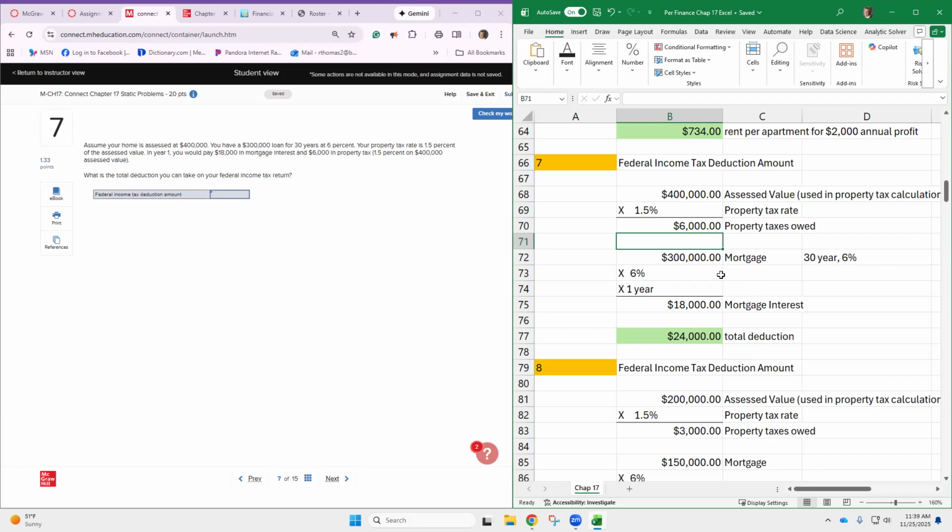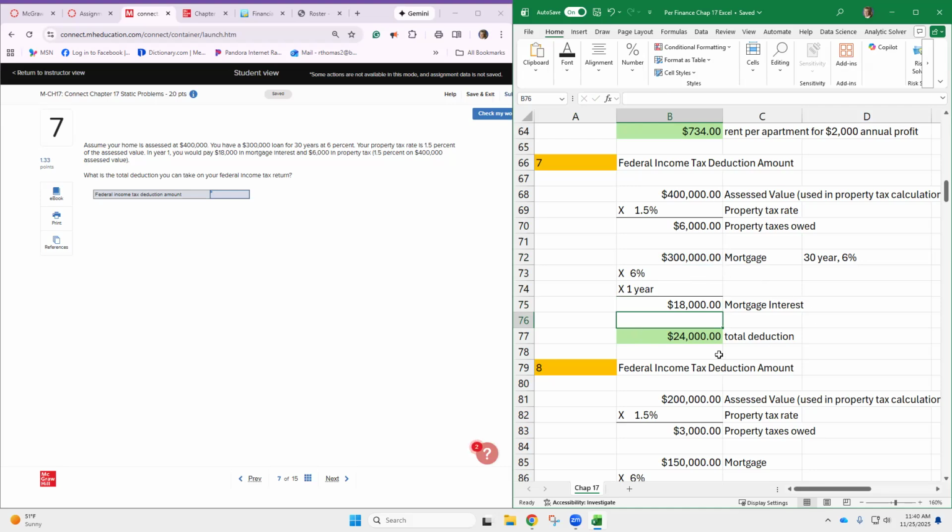Go ahead and figure that out. And then we're going to find our mortgage, how much interest we're paying a year. If this is simple interest, we're going to take 300,000 times 6% times 1 year. If you have a 6% interest rate, your mortgage interest for 1 year is 18,000, right?